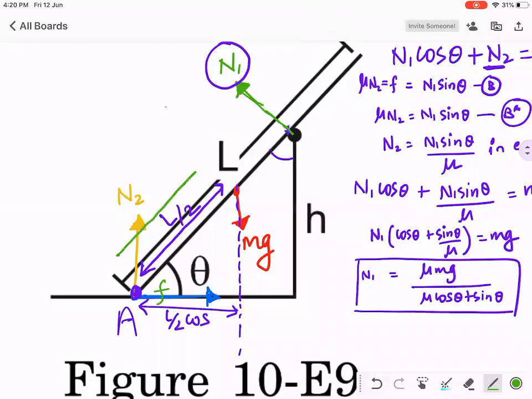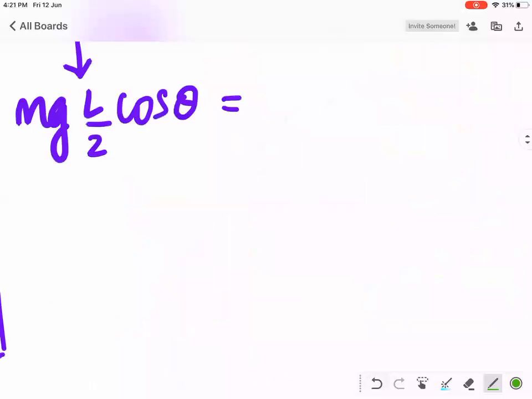Now how to find this distance? Very easy. This is h. So this distance is h by sine theta. So the anti-clockwise torque due to N1 is N1 into h by sine theta.